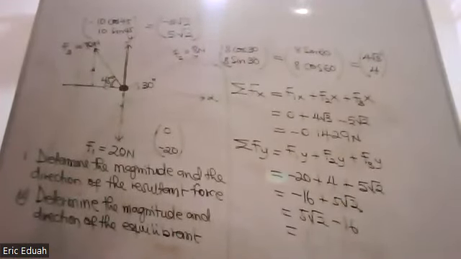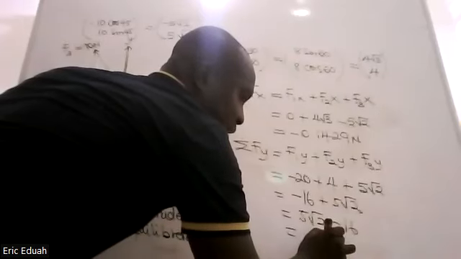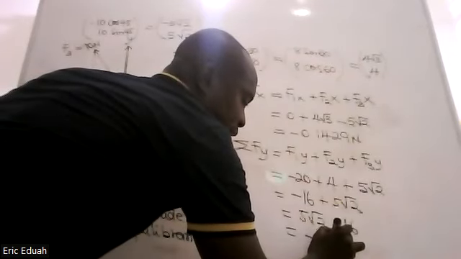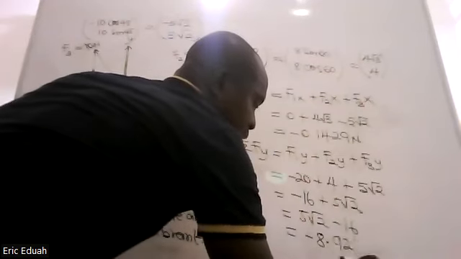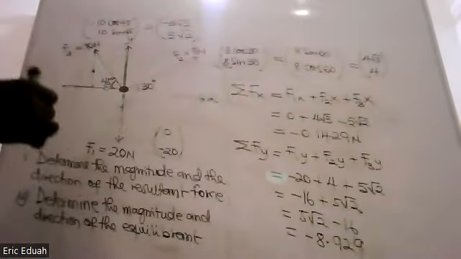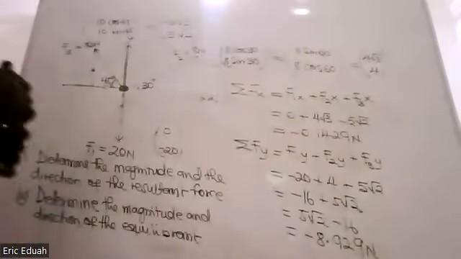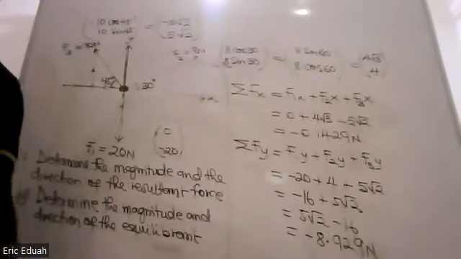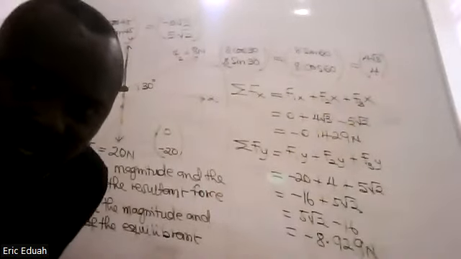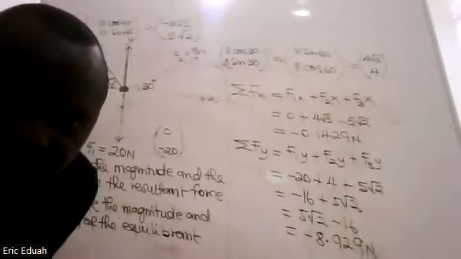Negative what? Negative 8.9289. Okay, so let's make it negative 8.929 Newton. All right. Please, is everyone following? Yes, please. Okay.